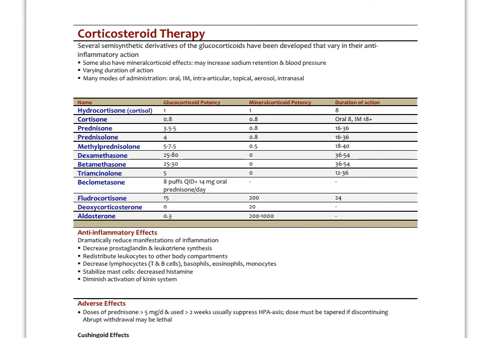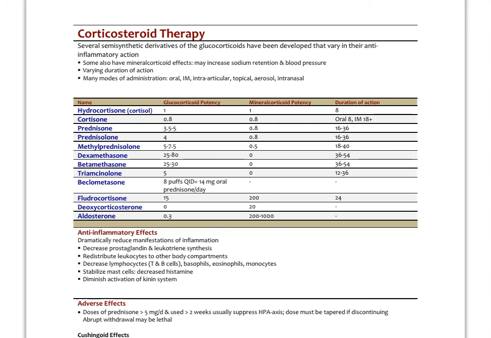Finally, I just want to include a little note here on cortical steroid therapy. So there are several semi-synthetic derivatives of glucocorticoids that have been developed for their anti-inflammatory action. Some of them have mineralocorticoid effects as well, and that can increase sodium and blood pressure. And they have various durations of action and various delivery methods. So we can do it orally. There are injectable forms, intravenous. There's topical forms. There are forms that can be taken as an enema, intranasal, etc.